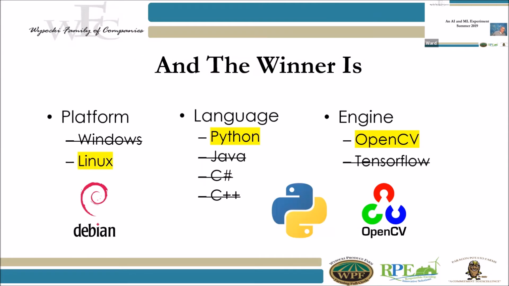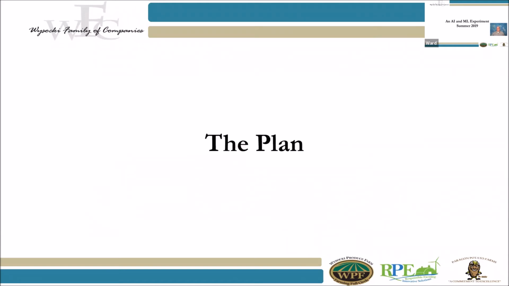This is where we settled. We settled on building it on our Linux machines. We were going to build it inside of Python, and we were going to use OpenCV. And that was where we wound up. So from there, how are we going to go forward? What does the plan look like?